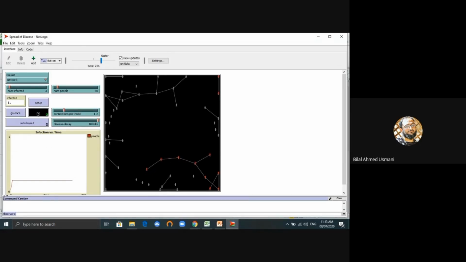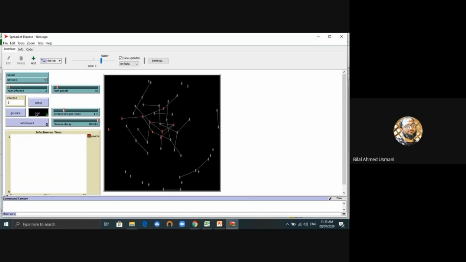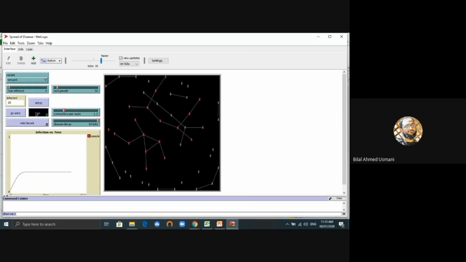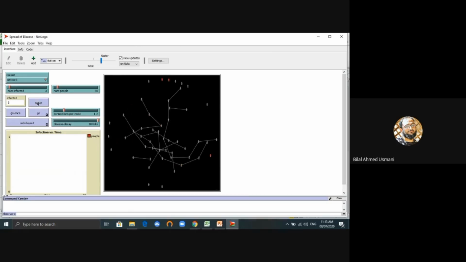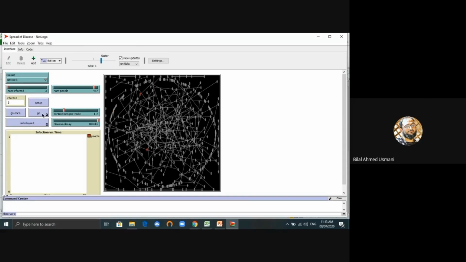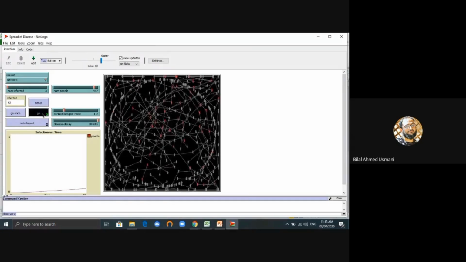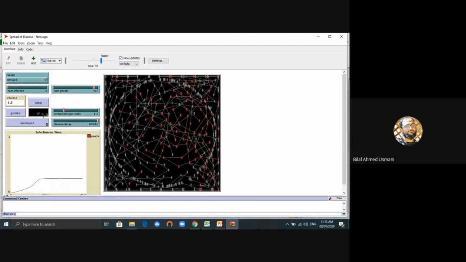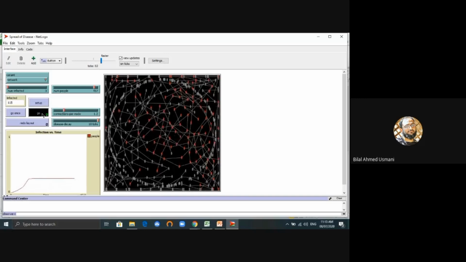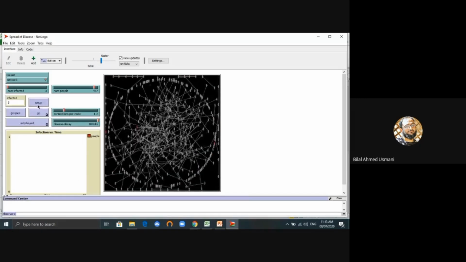Okay, let me stop it, set it up again, and see how many would get infected at the end. This time, 18 would get infected. So this is actually how disease spreads in certain networks. If I increase the number of people to 500, oh God, and then see. So you find 115 in this setting. If I set it up again and again.